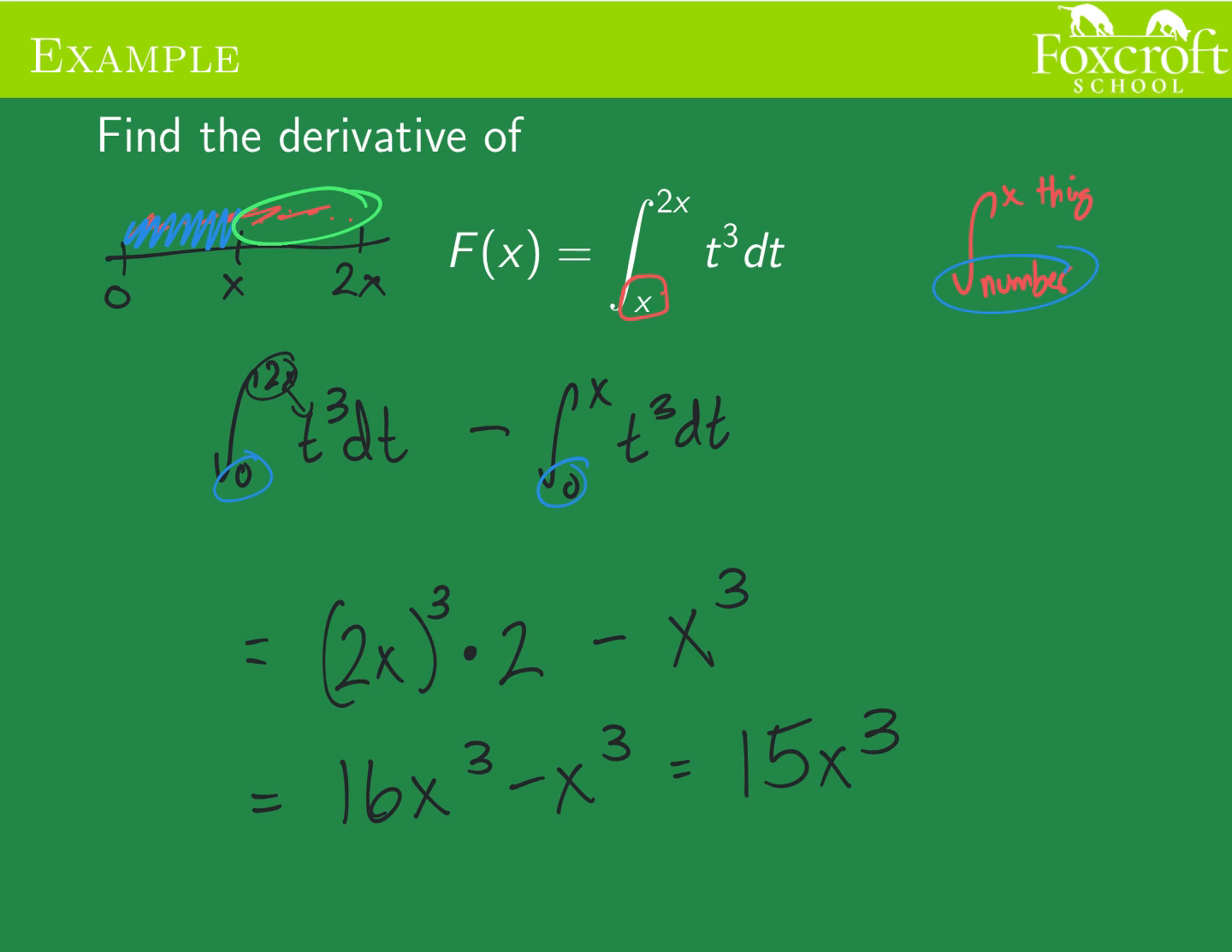So the idea here is if you want to use this fundamental theorem, it has to start with a number on the bottom. If it doesn't, if it starts with another expression with an x, basically just break it up into two pieces, thinking about how you can start at 0 in both cases and end at your two endpoints. Then use the fundamental theorem, and then you just combine like terms after that. So this is the first part of the fundamental theorem, being able to take derivatives of functions defined this way with an integral.